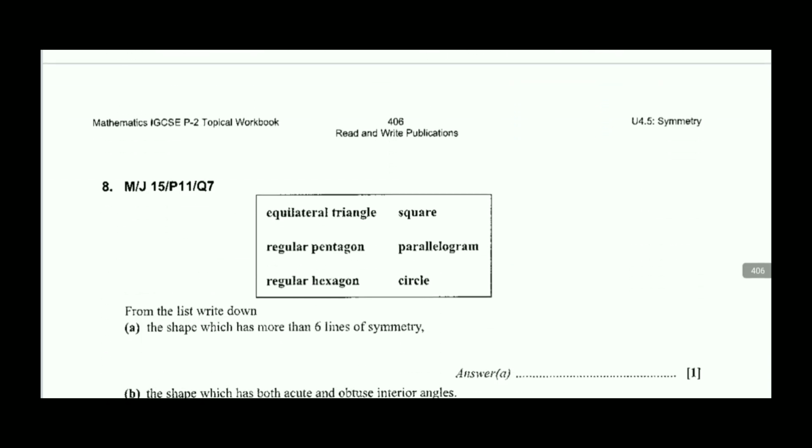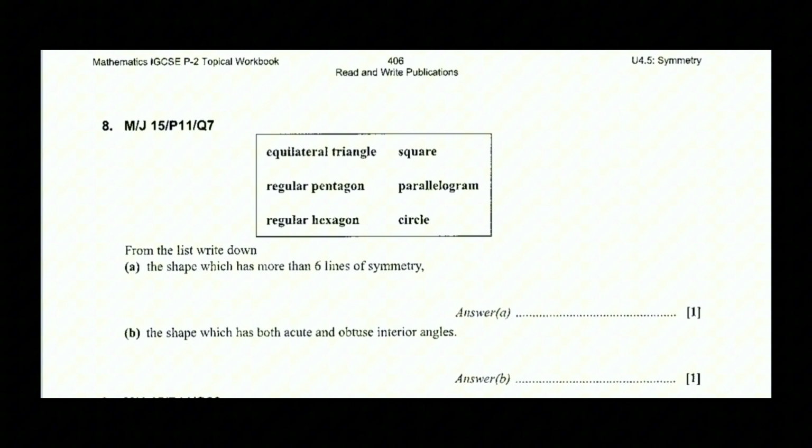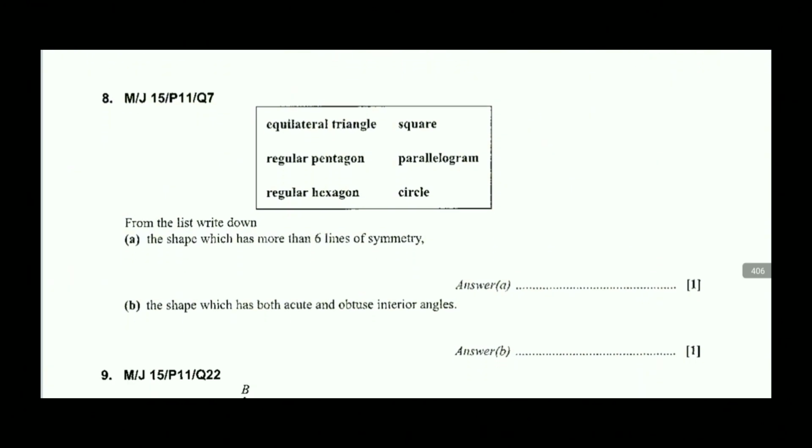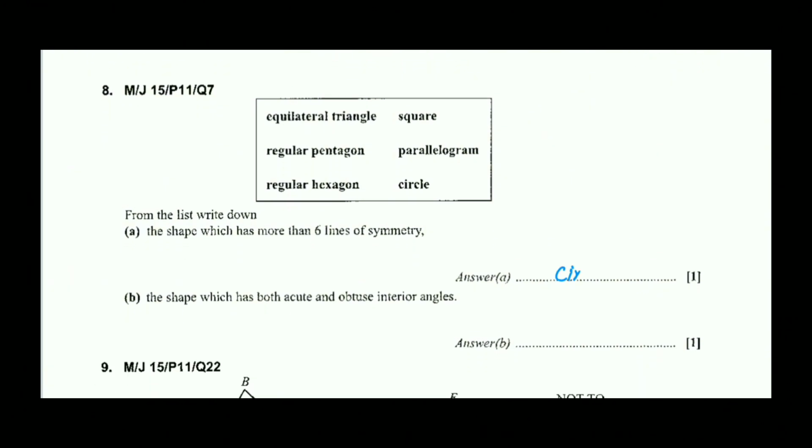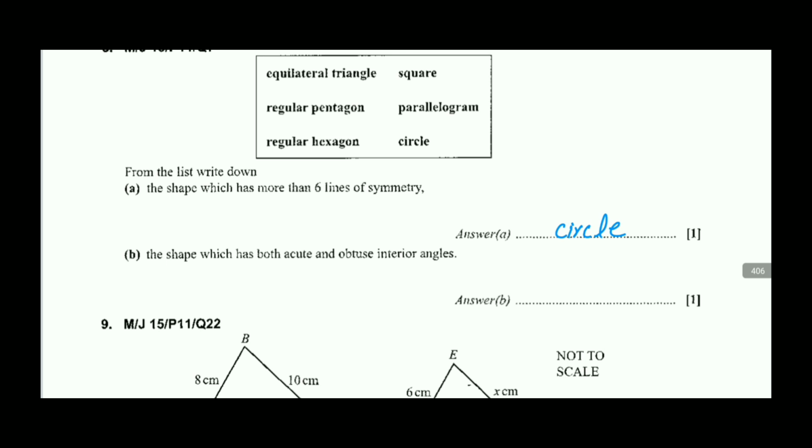Okay. Question number 8. Quadrilateral, square, regular pentagon, parallelogram, hexagon, circle names are given to you. From the list, write down the shape which has more than 6 lines of symmetry. So a circle has more than 6 lines of symmetry. The shape which has both acute and obtuse interior angles, that is parallelogram.